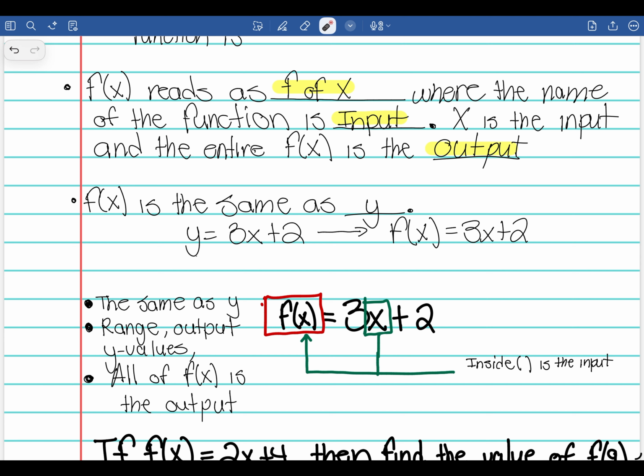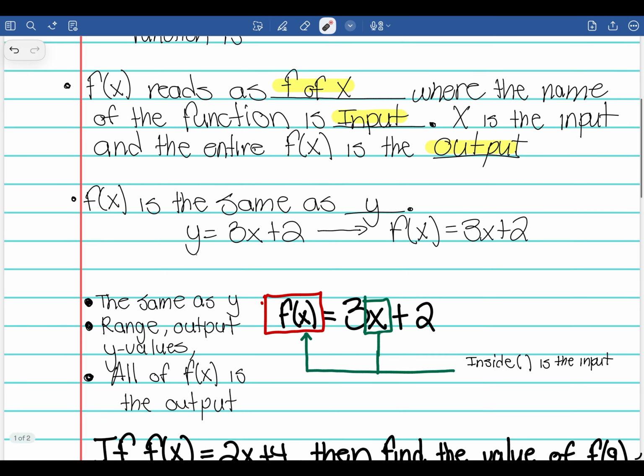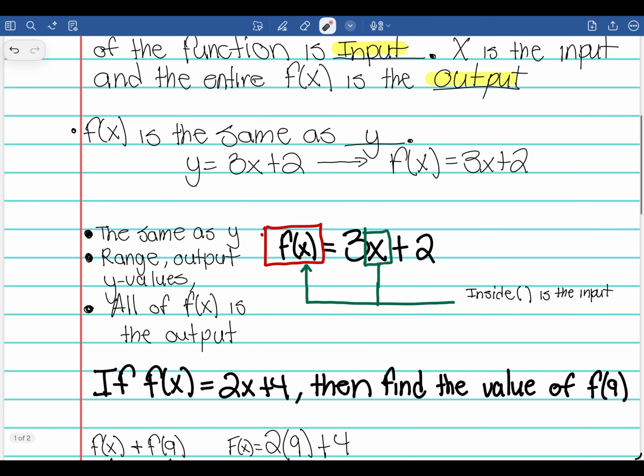Okay, so all they're doing is taking the y out and replacing it with f of x, which is a function notation. Okay, just to give you an example, you see here how we have y equals 3x plus 2. We're just going to replace it, and now it says f of x equals 3x plus 2. They are the exact same thing. Okay? Now, when we look at an expression like that, a function notation with f of x equals 3x plus 2, we'll notice that the f of x, as we said before, is the same as the y value. Other names that it can be called is the range, output, and y value.